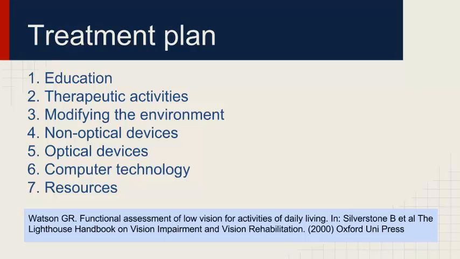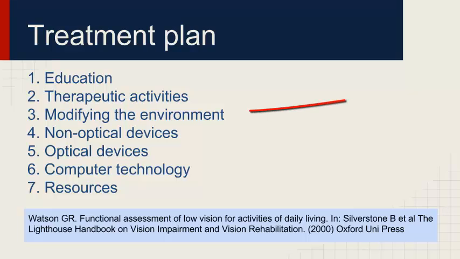So, as I said, you start by educating the patient, telling them about their eye disease, the prognosis, what they can expect from the low vision intervention, and so on. You then need to move on to the therapeutic activities, and we already know about eccentric viewing training by now. There are other forms of vision training, including scanning training, help with reading, and so on.